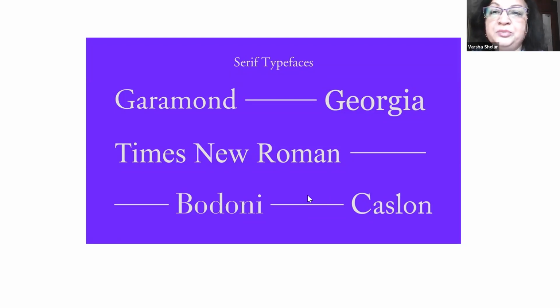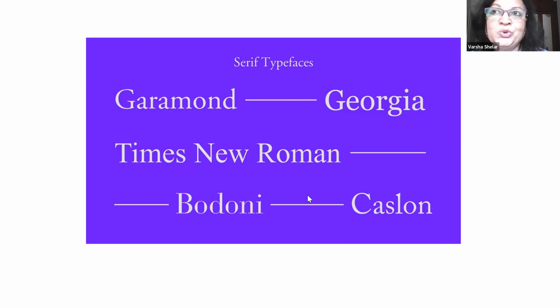So some of the important earlier serif typefaces are Garamond, Georgia, Times New Roman, Bodoni, Caslon, Baskerville. Okay, so these are some of the well-known serif typefaces. See, at a glance they may look similar, but they are not. They will have certain slight variations.